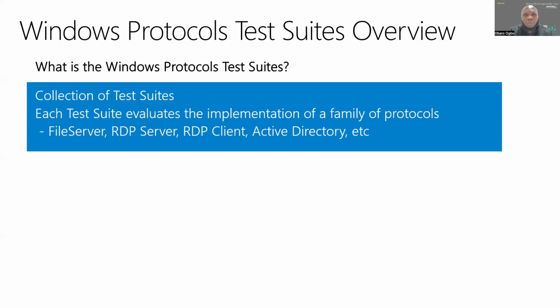So what is a Windows Protocol Test Suite? The Windows Protocol Test Suite is a collection of test suites, and each of the test suites in this collection evaluates the implementation of a family of protocols. For File Server Test Suite, which we are focused on in this session, it evaluates the implementation of protocols that have to do with file sharing. For example, SMB2, FSA, and so on. We also have RDP Server Test Suite that tests remote desktop protocol server implementations, RDP clients, Active Directory, and so on.